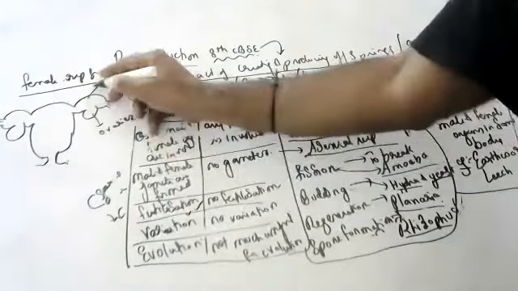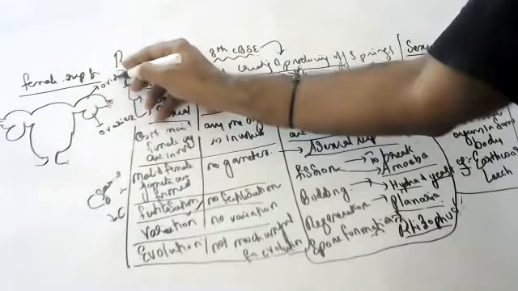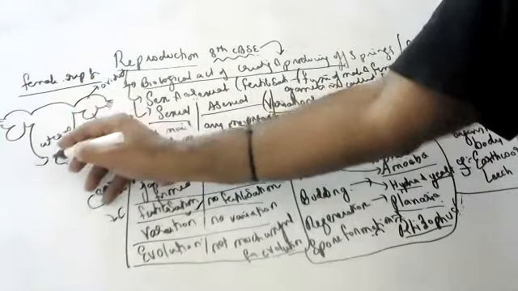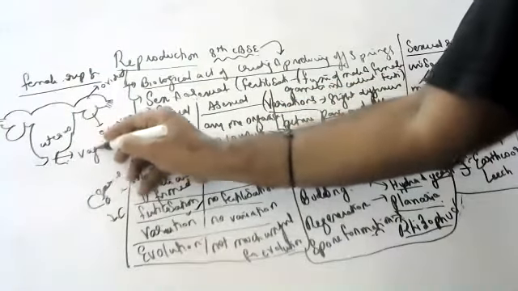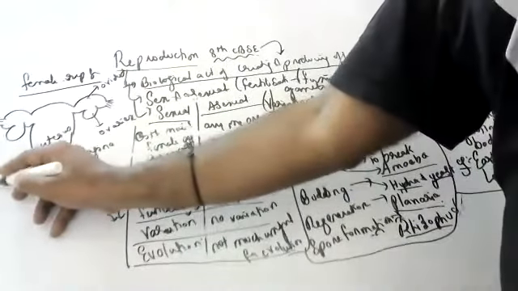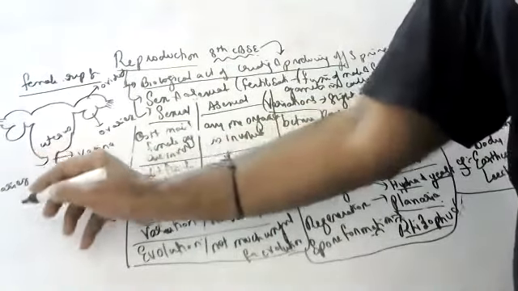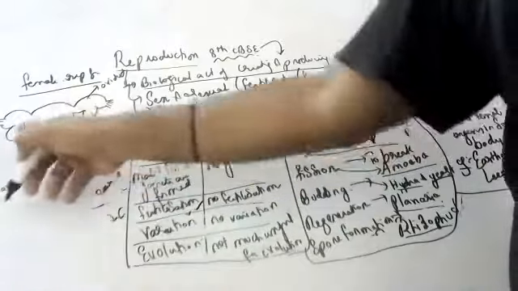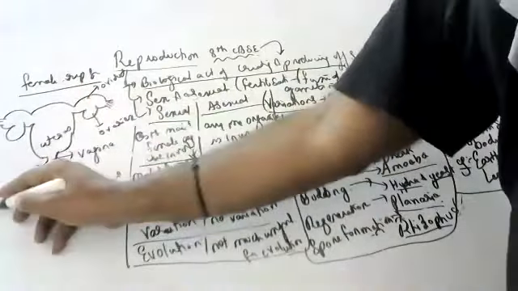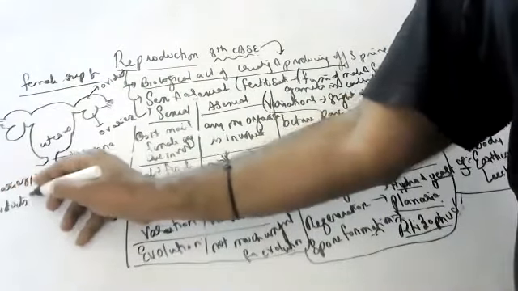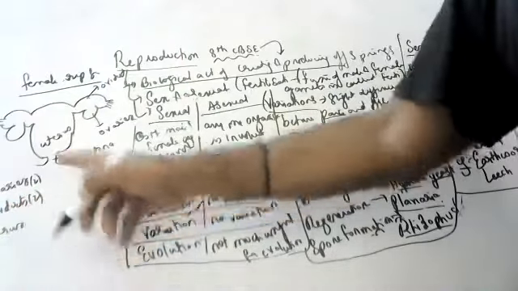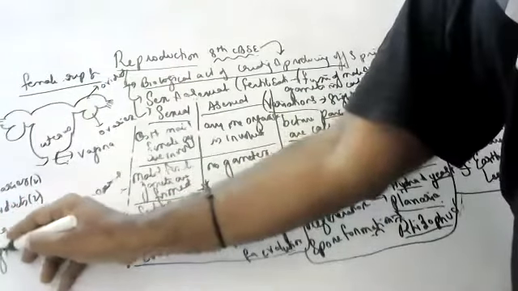Okay, and this is called oviduct, and this is called uterus, and this is called vagina. What are the parts of female reproductive system, children? We have ovaries and oviducts. Two ovaries are there, and two oviducts are there, children. Uterus is there, and vagina is there.